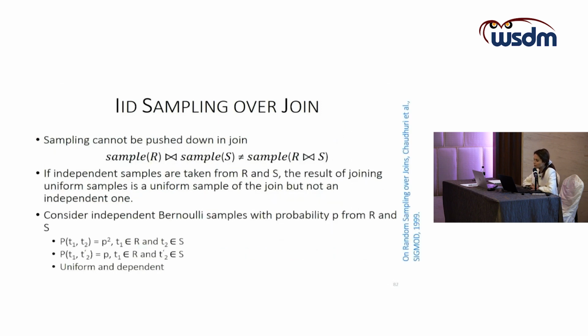The problem of IID sampling over join goes back to the 90s, and it was studied in the context of query optimization because random sampling over join is one step towards estimating the size of the join, which is an important step in ordering joins as well as running the query optimization algorithms. So there is a large body of work in this area, and there are some interesting results for random sampling over join.